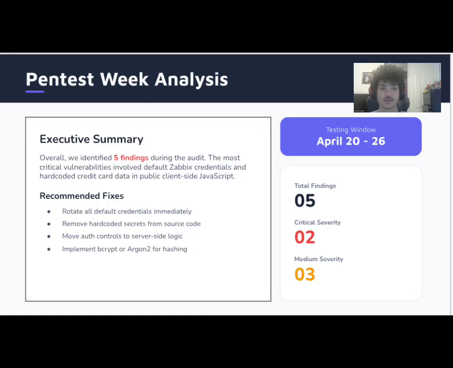Now I'm going to get into our pen test week analysis. So overall, we identified 5 things during the audit, 2 of them being critical, 3 of them being medium. The most critical ones involved the default Zabbix credentials and hard-coded credit card data in public client-side JavaScript. So some of the fixes that we came up with were rotating all default credentials immediately, remove hard-coded secrets from source code, move auth controls to server-side logic, and implement bcrypt or Argon 2 for hashing.